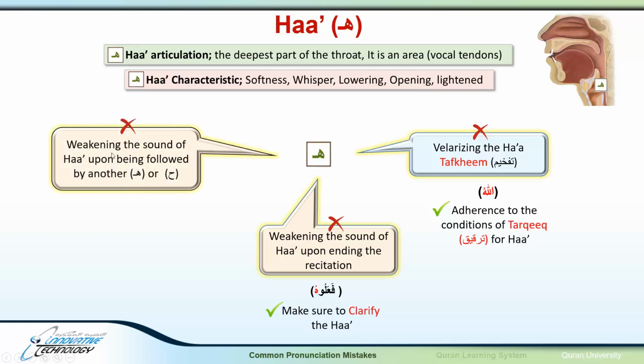The third mistake of the Ha is weakening the sound of the Ha upon being followed by another Ha. An example, جباههم. That's not clear. The two Ha are not clearly identified from each other. And the right way of pronouncing it is جباههم, huhum. So make sure to emphasize the Ha articulation point when there is a double Ha, a replicated Ha, or a Ha followed by a Ha.